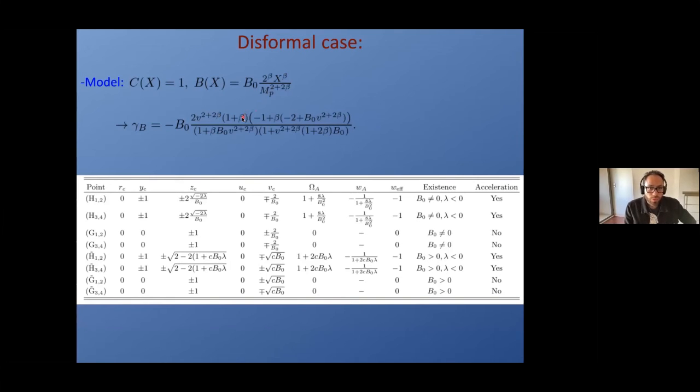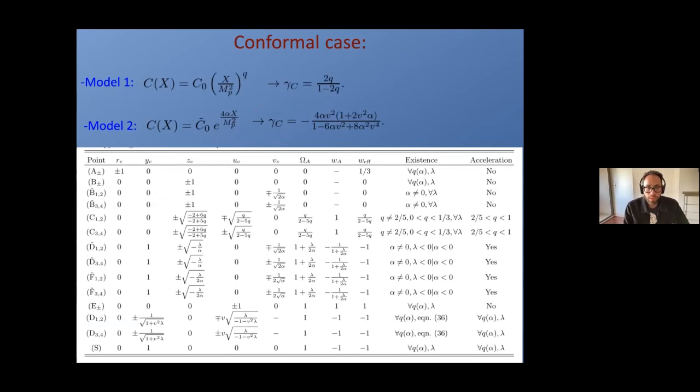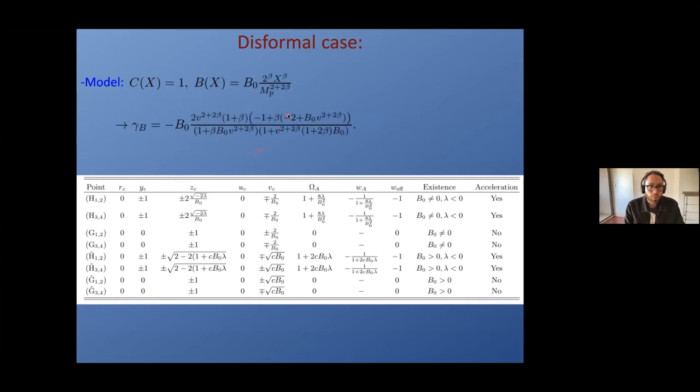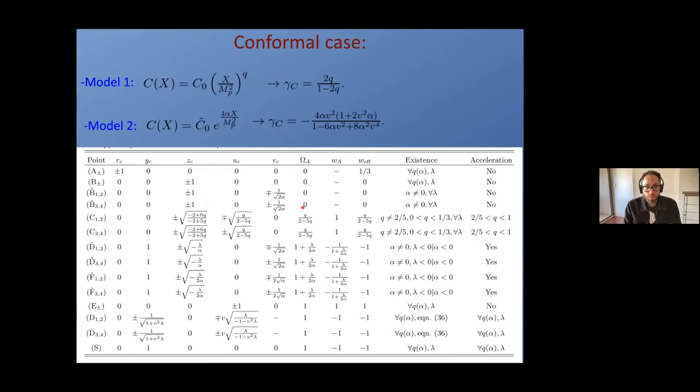I took two different values of beta and found the critical points. For beta equal to 0, there are no new critical points compared to this case. But when you take beta equal to -1, you obtain the uncoupled case, and when you take beta equal to -2, which is this case, you obtain new critical points in addition to this point.